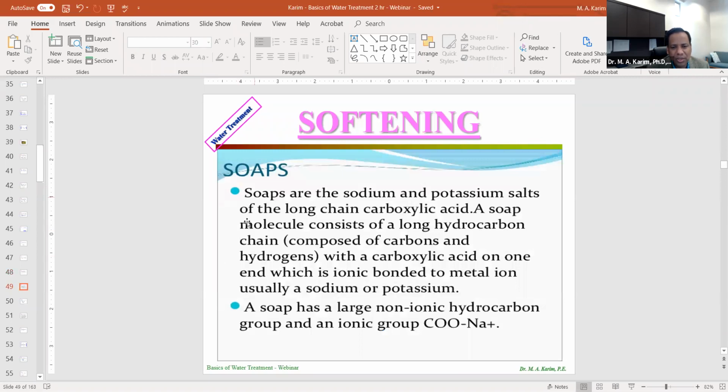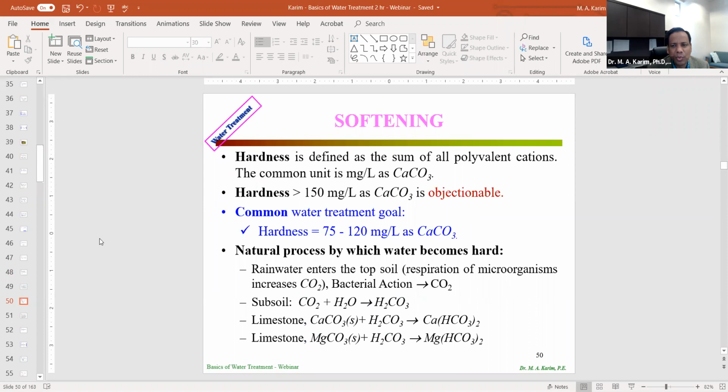So here is a little bit of description of the soap. As I said, sodium stearic acid, a non-ionic hydrocarbon group, and an ionic group. These are basically the soap groups that can have a reaction. There is a lot of chemistry here. Hardness is defined as the sum of the polyvalent cations, mainly divalent cations. It could be more, and things like that. Hardness greater than 150 milligrams per liter as calcium carbonate is objectionable. The common water treatment goal is to bring down the hardness to 75 to 120 milligrams per liter as calcium carbonate.